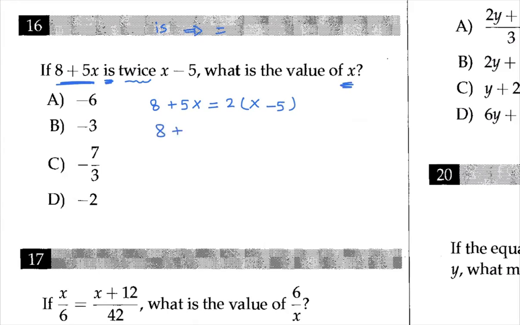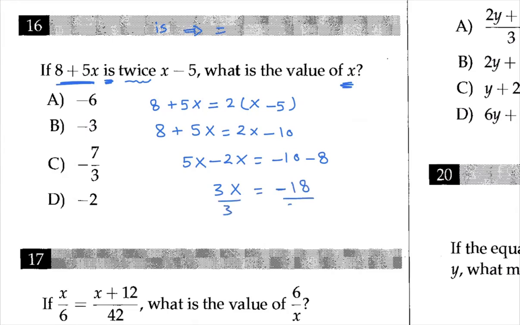8 plus 5x equals 2 times x is 2x, negative 2 times 5 is negative 10. Get x's together. Here we have 5x, shift to x, it will be negative 2x. And here we have negative 10, shift 8, it will be negative 8. 5 minus 2 is 3x, negative 10 minus 8 is negative 18. Divide both sides by 3. So the value of x is negative 18 divided by 3, which is negative 6. So the answer here is negative 6.